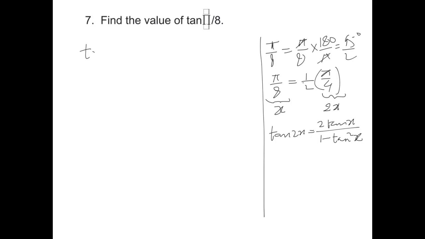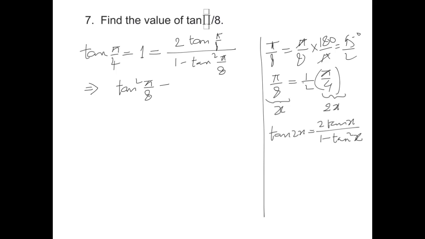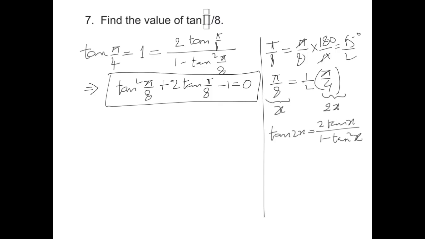Okay, so we write tan of pi by 4, which we know is 1, in terms of tan of pi by 8 by using the formula. So we have this is equal to twice tan pi by 8 divided by 1 minus tan squared pi by 8. So we get tan squared pi by 8 plus 2 times tan of pi by 8 minus 1 equals 0. And that's a quadratic equation in tan pi by 8.